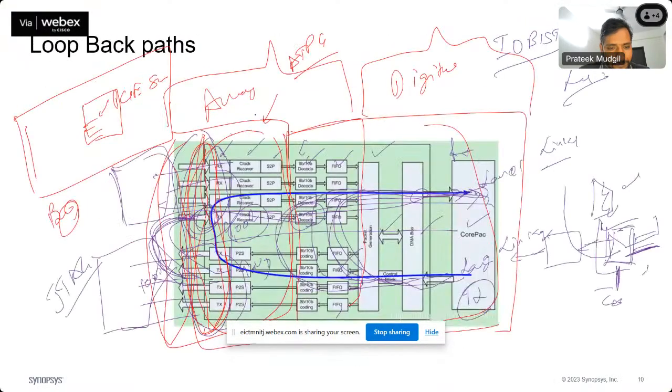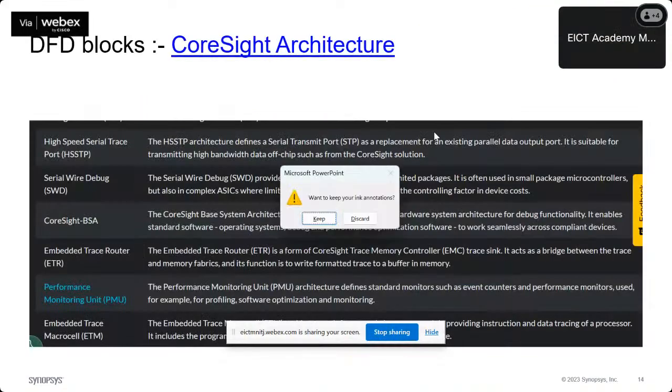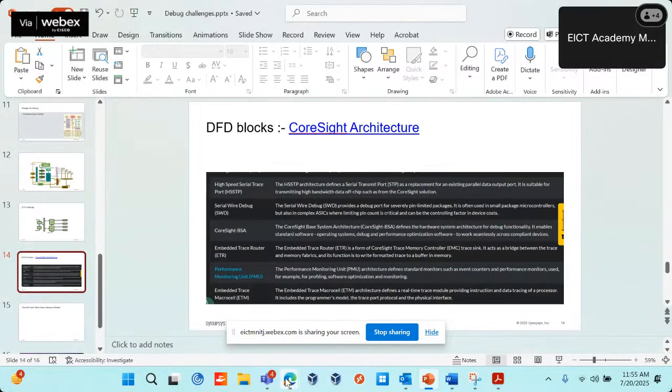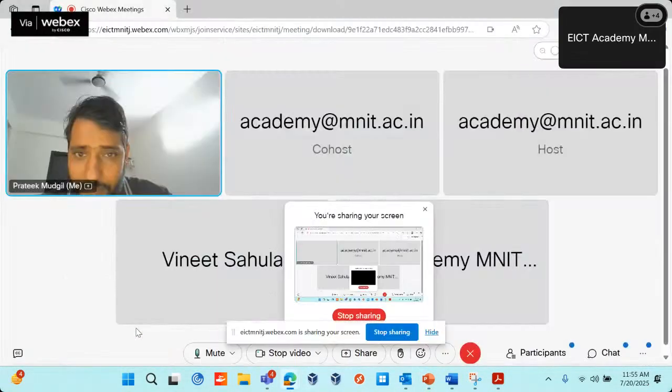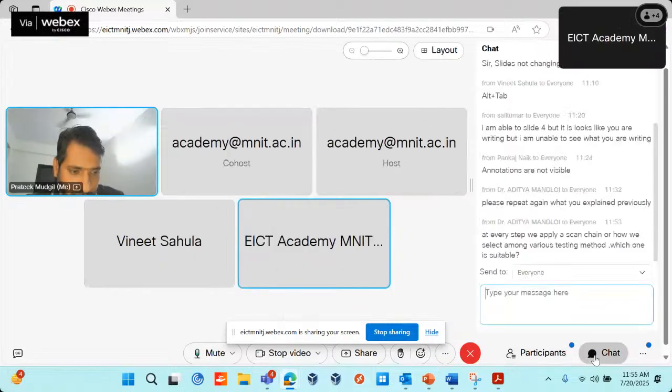Thank you so much, sir. There is a question in the chat box from Aditya Mandlo, asking how we select among various testing methods and which one is the most suitable.